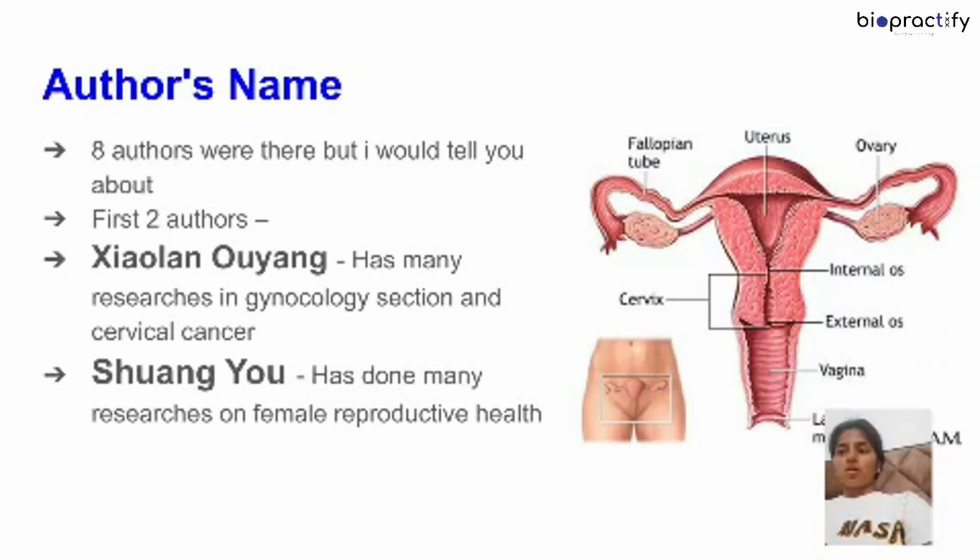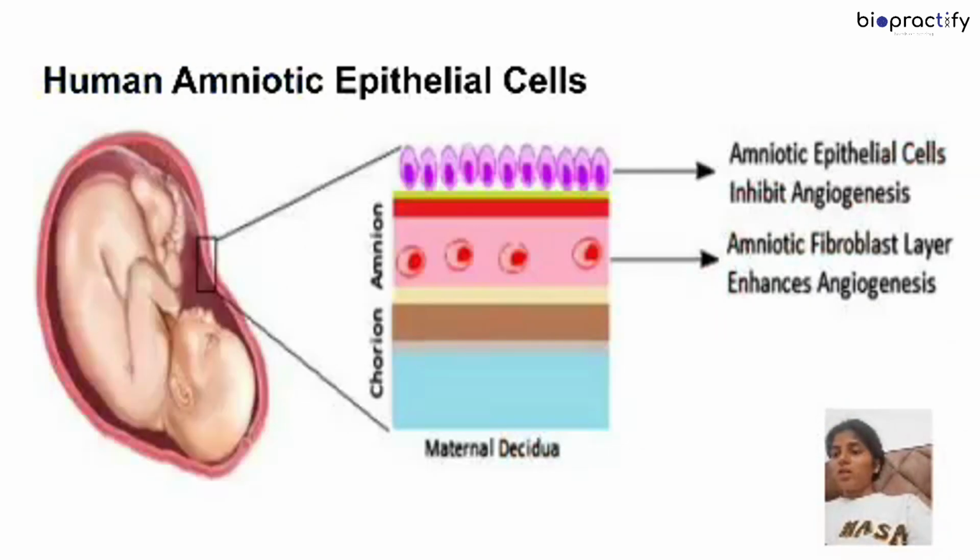I put this picture to show what the female reproductive system looks like. Some of us might not know how it looks or where it is present. I know this is very basic, but I will just tell you in brief. These are the ovaries, these are the fallopian tubes, the uterus, internal section, external section, vagina, labium minus. Now we'll go to another one.